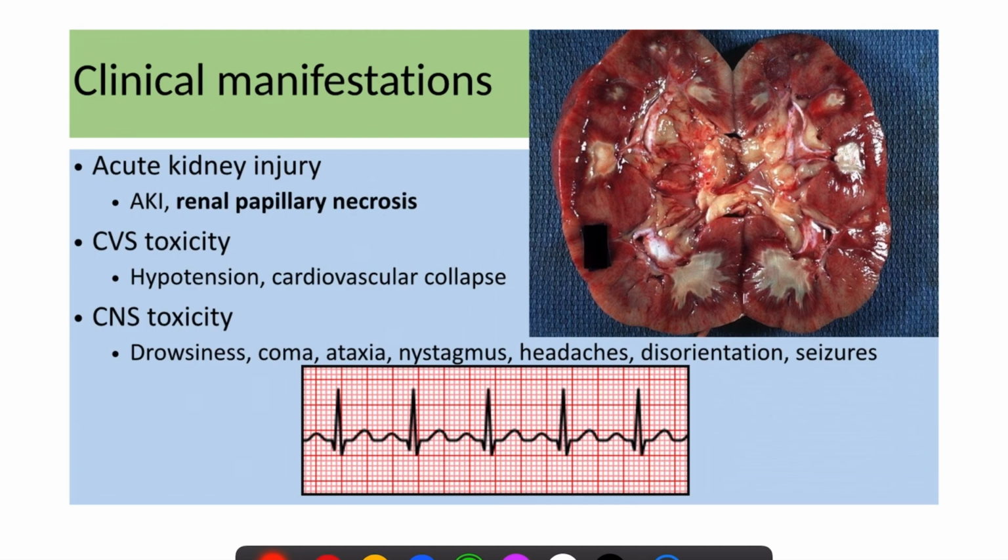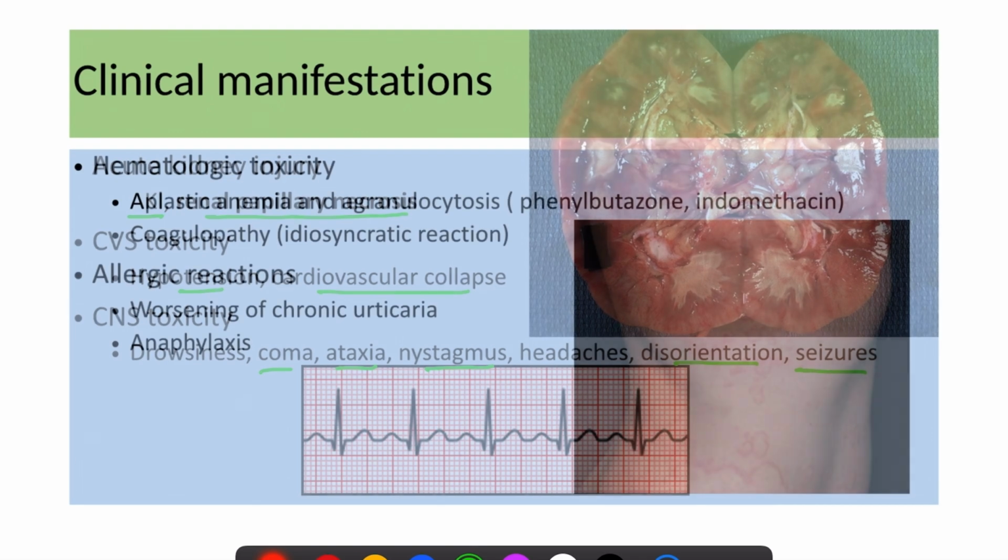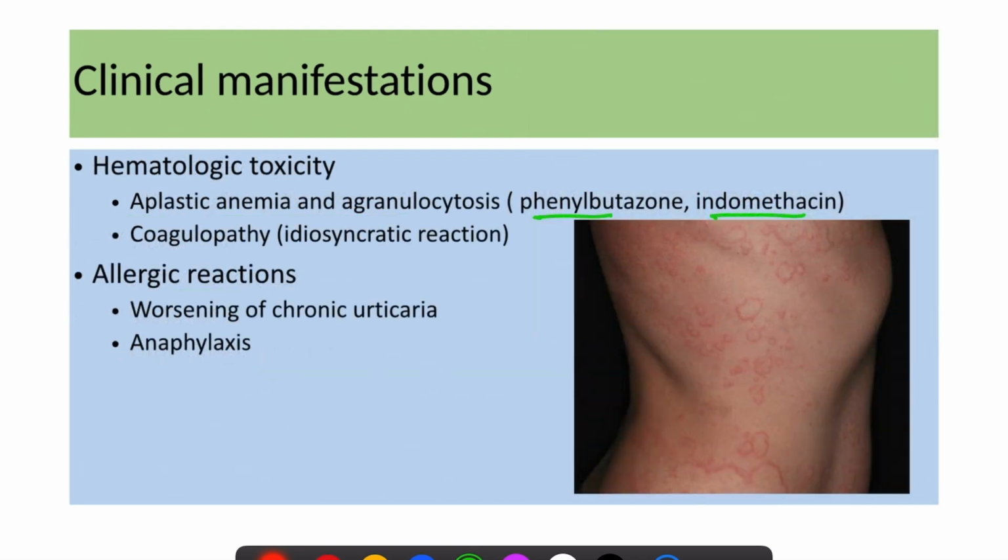NSAIDs in the toxic dose can cause AKI and renal papillary necrosis, so patients can present with manifestations of renal failure as well. Sometimes patients can have hypotension and cardiovascular collapse. Similarly, sometimes patients will present with features of CNS toxicity like coma, ataxia, nystagmus, disorientation, and even seizures. Some NSAIDs like phenylbutazone and indomethacin can cause hematologic toxicity like aplastic anemia and granulocytosis. Almost all the NSAIDs can cause coagulopathy as an idiosyncratic reaction. NSAIDs can also worsen chronic urticaria and are sometimes responsible for anaphylaxis as well.